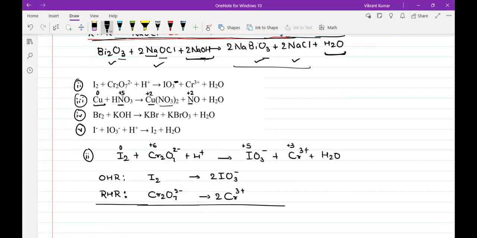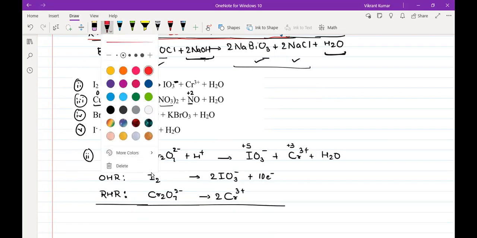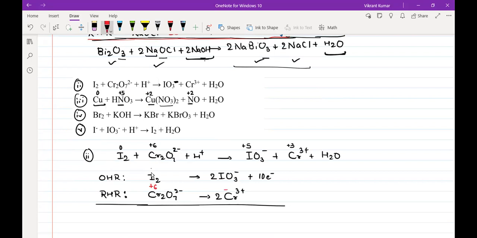Now we need to see the total change in oxidation state: 0 to +5, a change of 5 per iodine. We have 2 iodines, so the total change will be 10. Here chromium is going from +6 to +3, a change of 3 per chromium. We have 2 chromium, so the total change will be 6. Now we can multiply them, either by 6 and 10, or even if I multiply by 3 and 5, it is balanced. Is it okay? Nothing found yet?